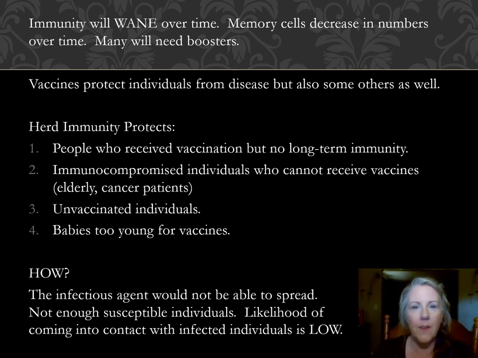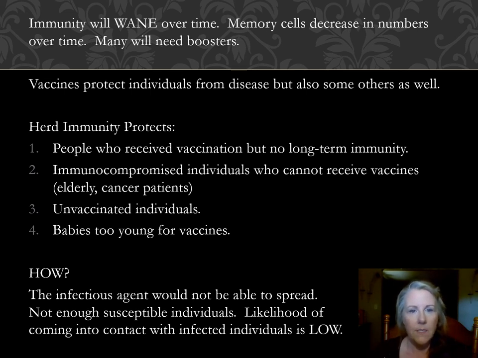Now, vaccines. I said that they protect others. So how in the world does it work, that I get vaccines, and how does that protect others? Well, there are groups of people that it protects. If we can reach that critical immunization threshold, which initiates herd immunity, that's how that plays. But herd immunity protects four groups of people. So you're protecting four groups of people.